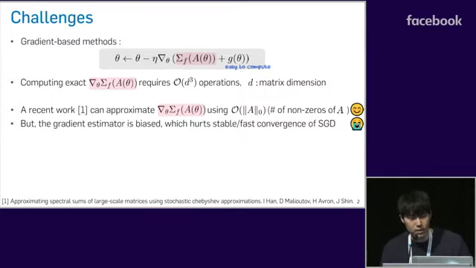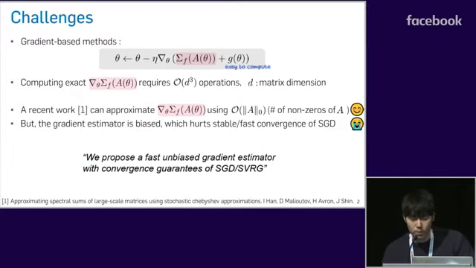But this estimator is biased, which means for optimization, it hurts stable and fast convergence using the stochastic gradient descent method. So we propose a fast, unbiased gradient estimator by revising the prior method, and we provide convergence guarantees for SGD and SVRG, which is an advanced version of SGD with reduced variance.